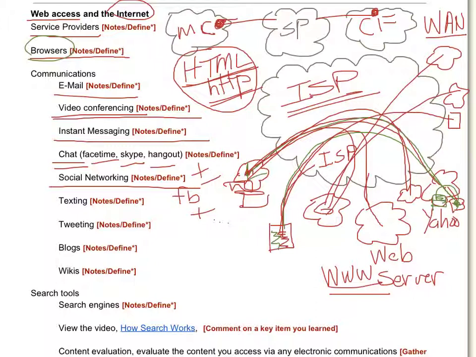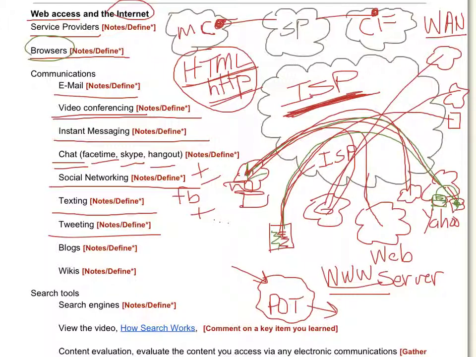Social networking. Texting, if you have a phone service, you can use that to text, and that actually wouldn't necessarily go through the internet. You could text through the plain old telephone service if you have a phone that allows you to text. And so that could actually go through something other than the internet.